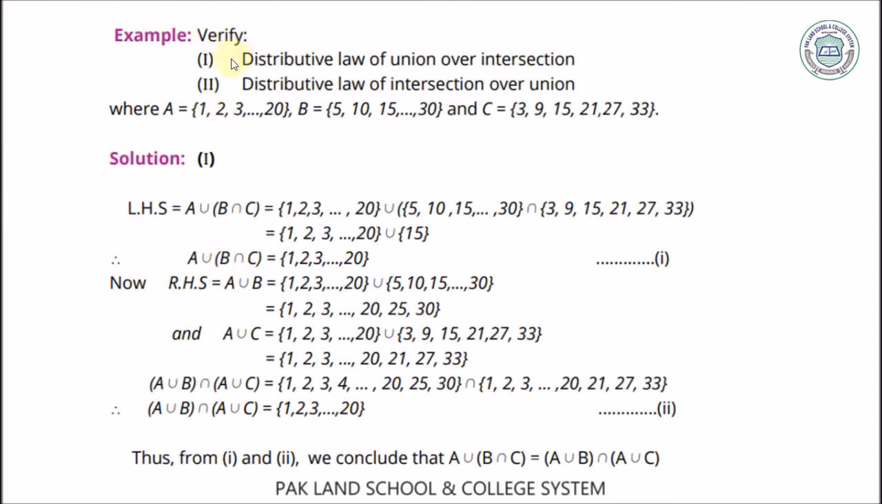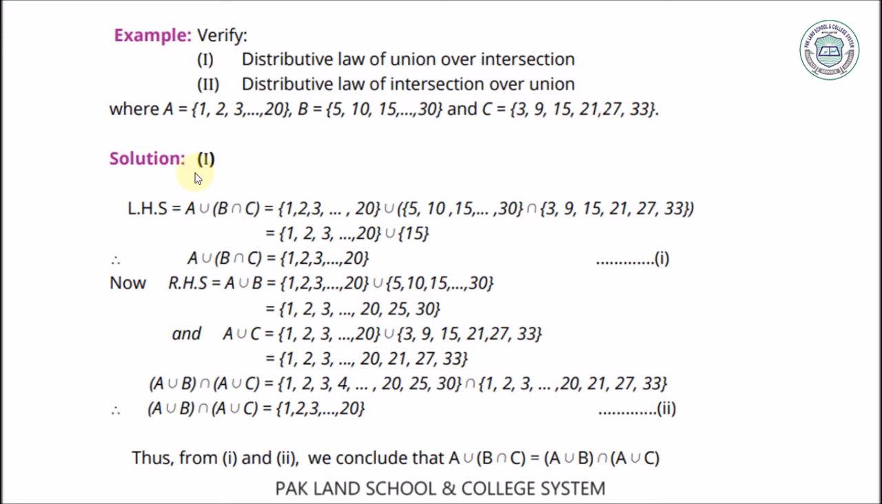Verify with example number 1 the distributive law of union over intersection, and second, the distributive law of intersection over union. Whereas A set includes 1, 2, 3 up to 20, B set includes 5, 10, 15, multiples of 5 up to 30, and C set includes 3, 9, 15, 21, 27, and 33.